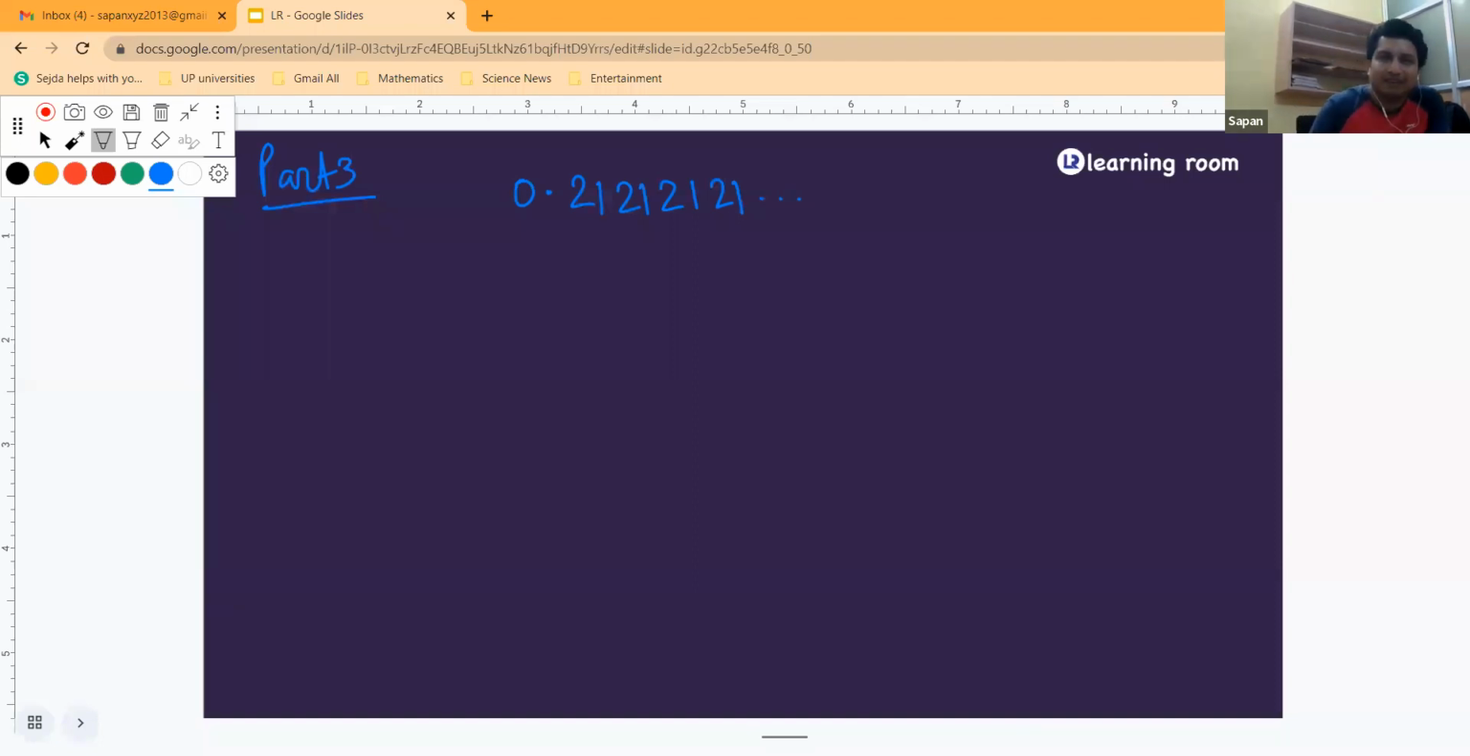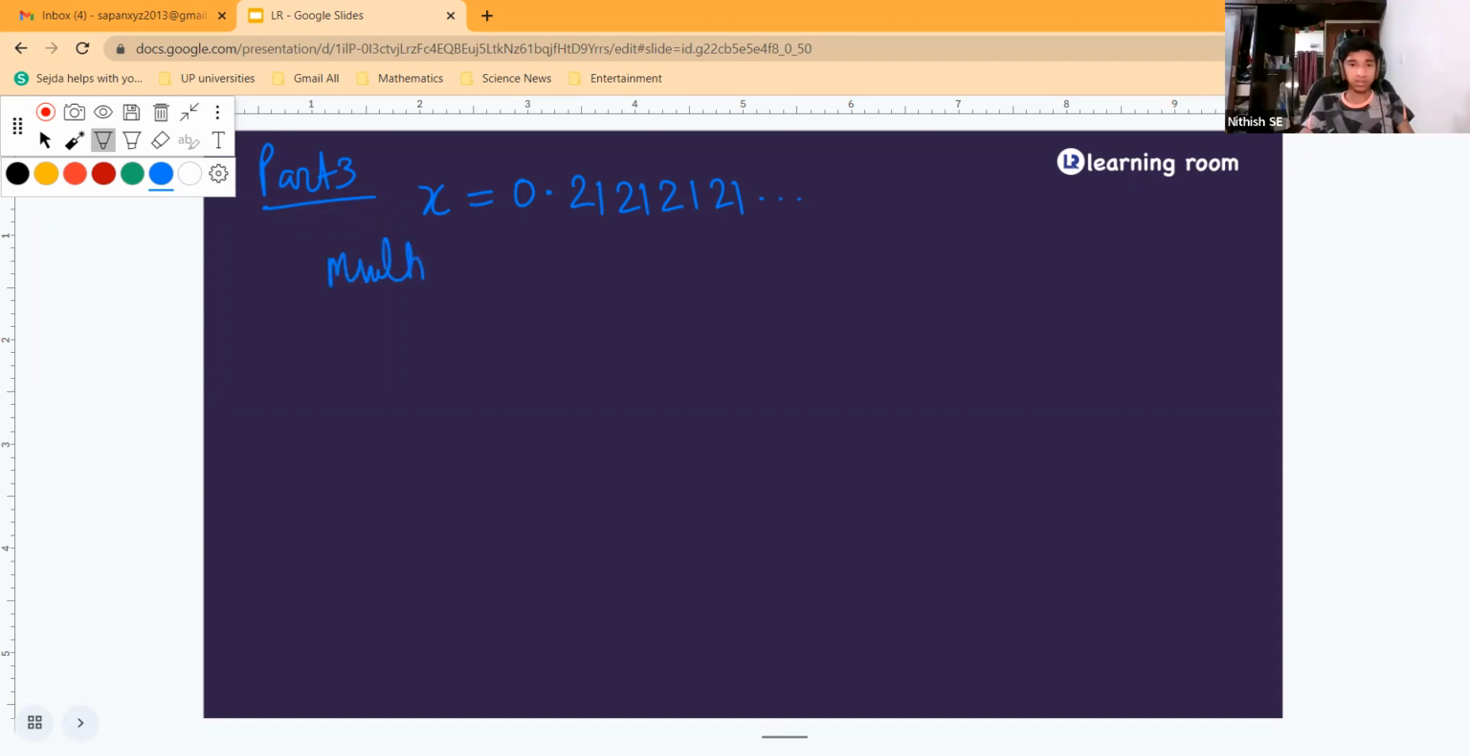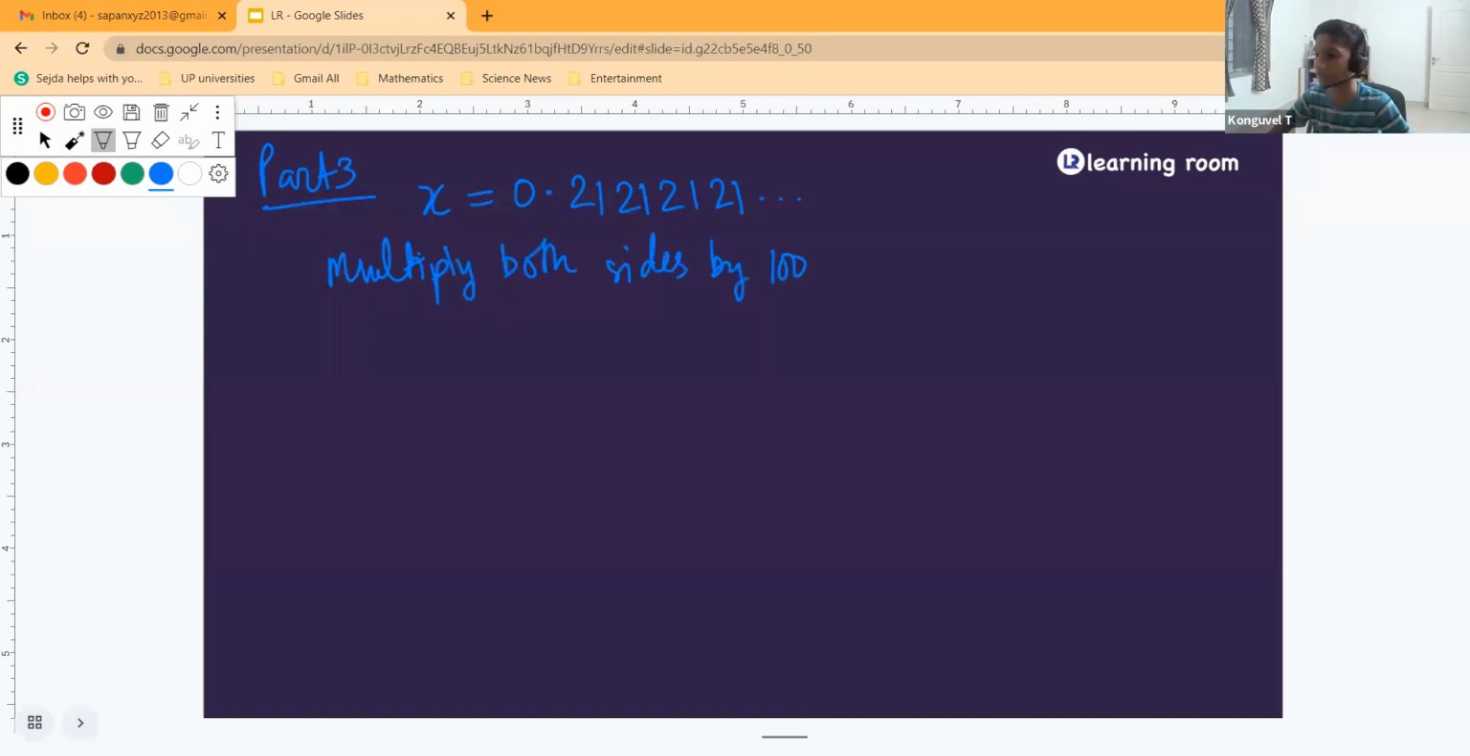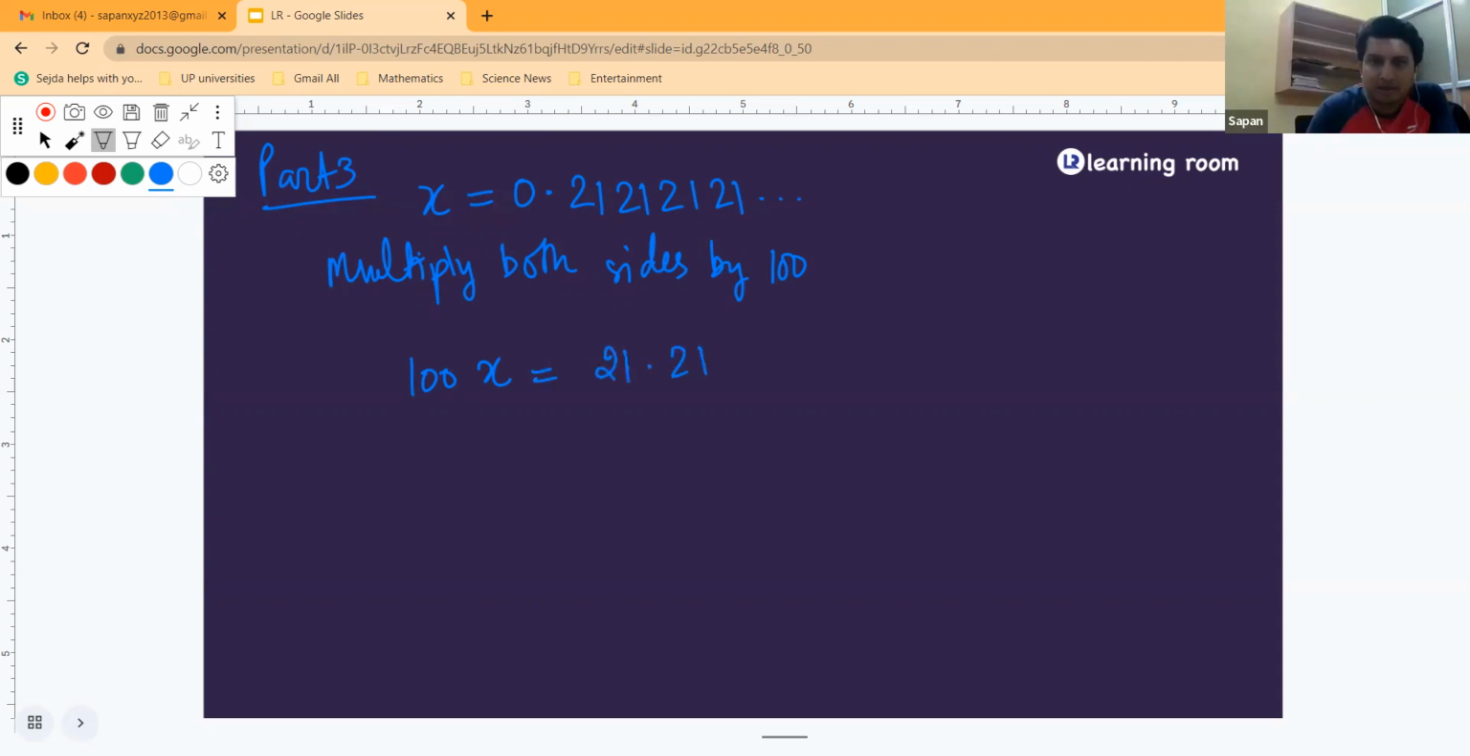Okay. So let's see the smarter way to find it. Suppose I describe it as the number p by q which I want to find. Now I multiply it by 100 on both sides, because the recurring length is 2. So 100x becomes 21.2121.